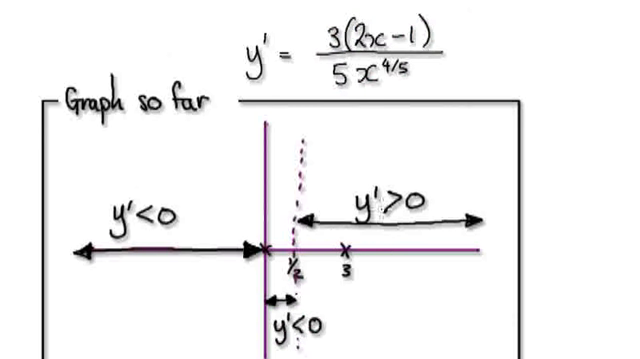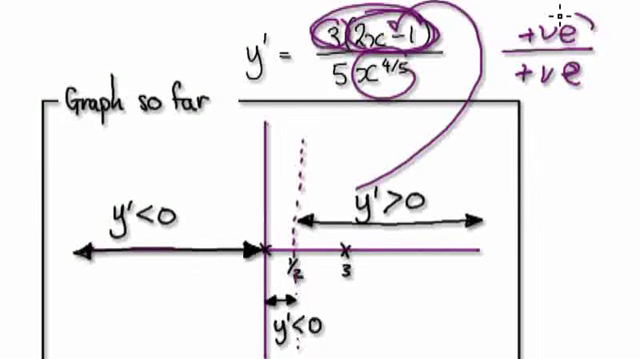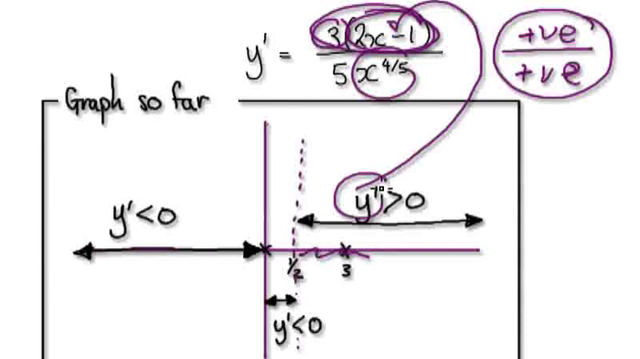Okay. And then in this region here, you can use the same argument. When x is above a half, this thing here will be a positive times a positive. Then overall it will be a positive on top. And then looking at this here, this thing here will also be a positive. Therefore, a positive over a positive. Then in this region, y prime is positive.